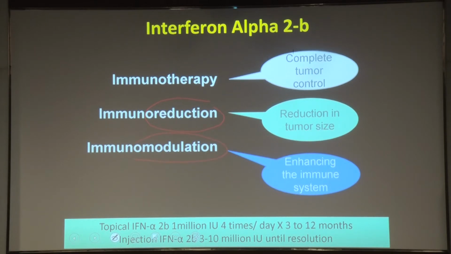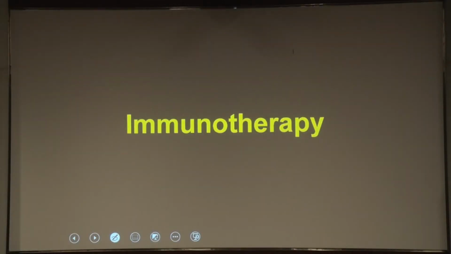Immunomodulation is a relatively new concept where you modulate the ocular surface immunity to prevent new tumors from happening. This is so in patients who are immunocompromised or xeroderma pigmentosa patients where they crop up new tumors every now and again, and they are prevented by using immunotherapy.